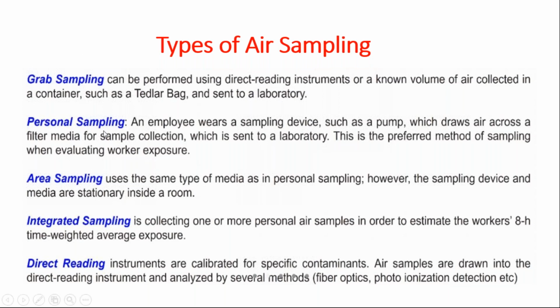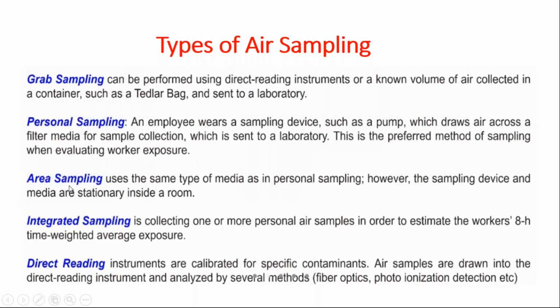And next one is personal sampling. In personal sampling, the sampling equipment, for example a pump, is worn by the worker. The worker wears that sampler and performs his normal duty. He can move from one place to another place. This type of sample is taken to measure the actual exposure of the worker to the contaminant.